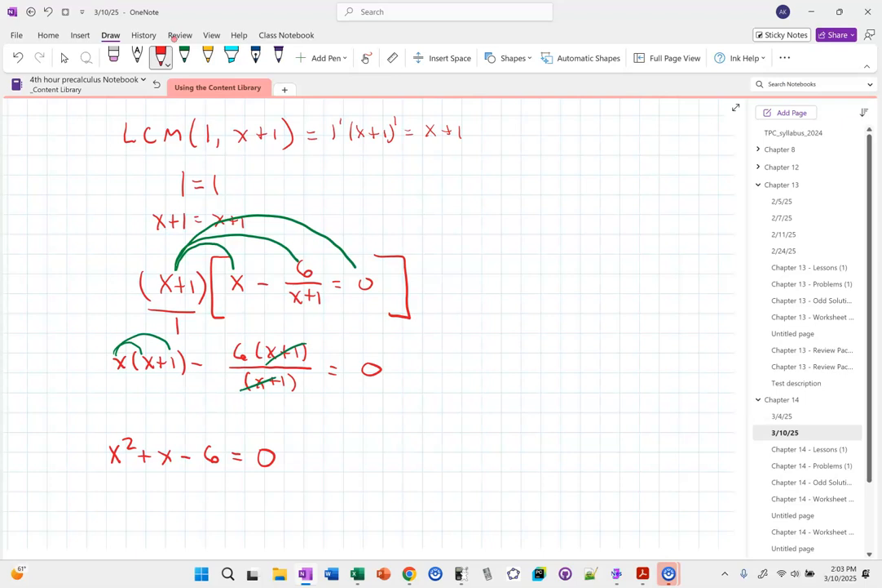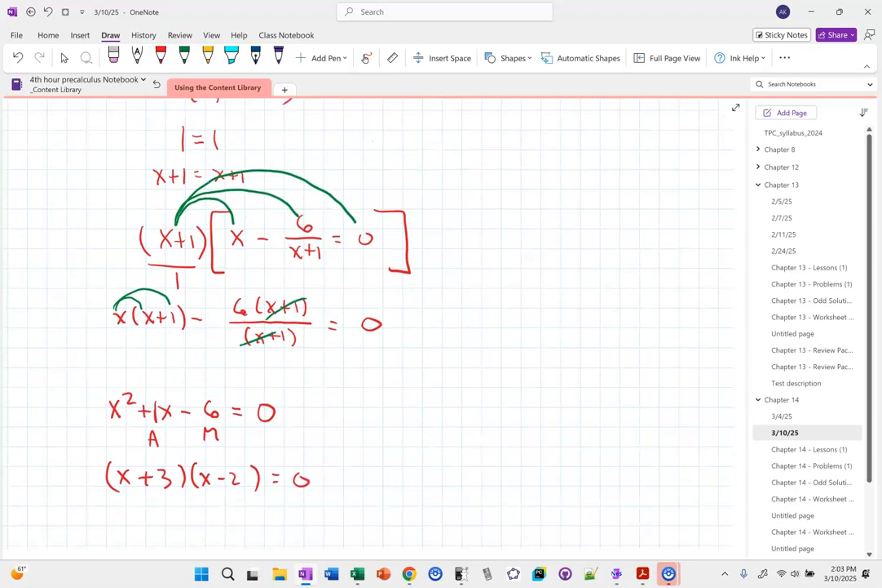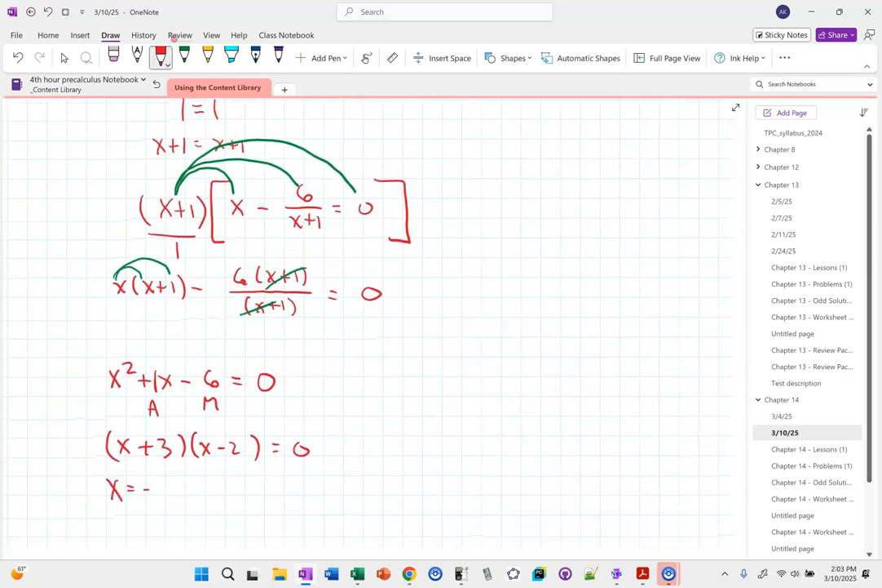What do we find? A quadratic. How are we going to solve this quadratic? Looks like a good candidate for factoring. Are there two numbers that multiply to give me -6 and then add to give me +1? 3 and -2 will work. So my solutions are -3 and +2.